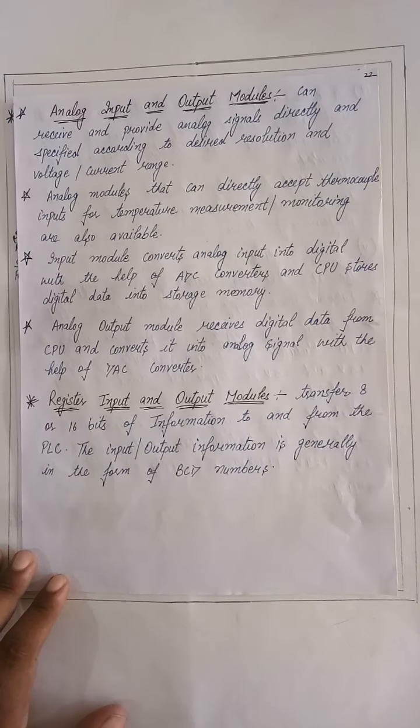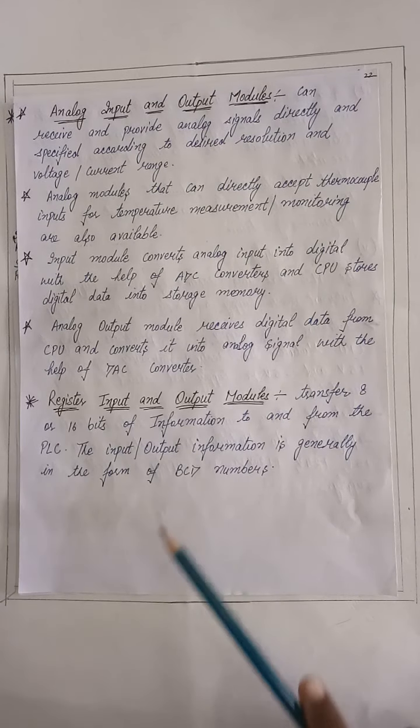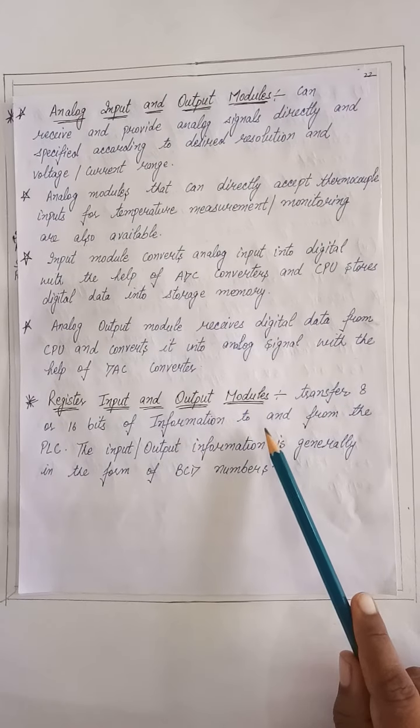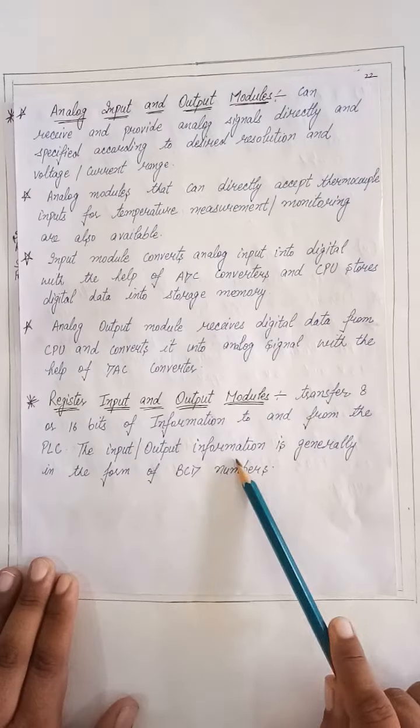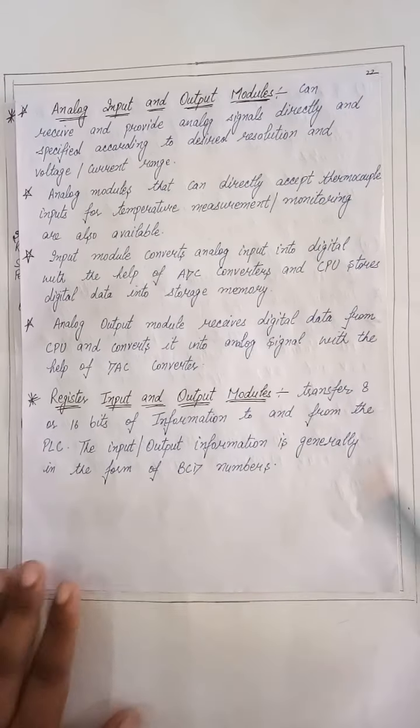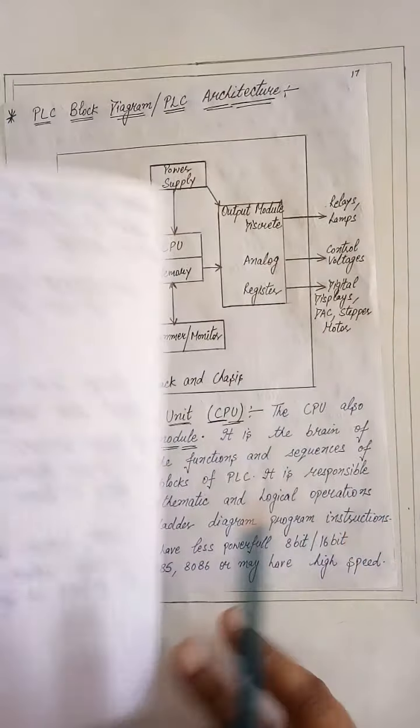Third is the resistor input and output modules. These modules transfer 8 or 16 bits of information to and from the PLC. The input-output information is generally in the form of BCD numbers.